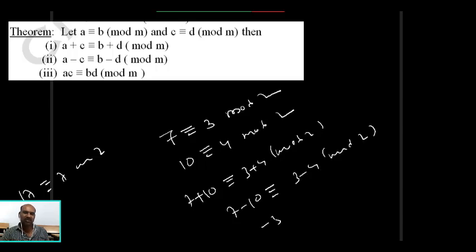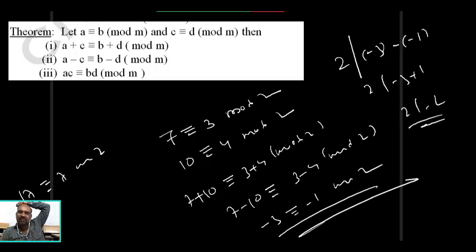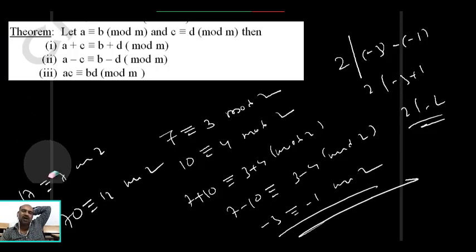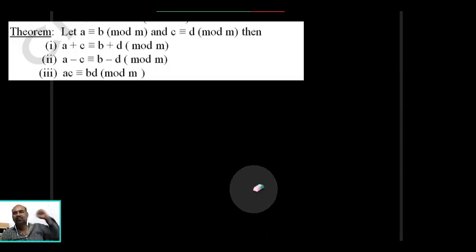7 minus 10 congruent to 3 minus 4 modulo 2. 7 minus 10 is minus 3, congruent to minus 1 modulo 2. True statement. I can verify that 2 divides minus 3 minus minus 1, that is, 2 divides minus 3 plus 1, 2 divides minus 2. Correct. Okay, so if you multiply, what happened? 70 is congruent to 12 modulo 2, and 70 minus 12 is divisible by 2. That means I have already verified all three properties.